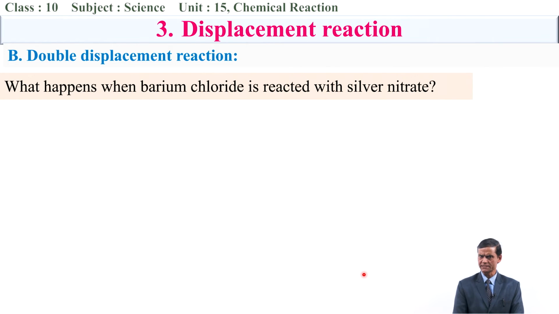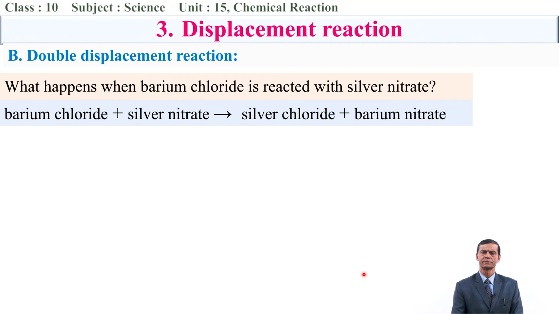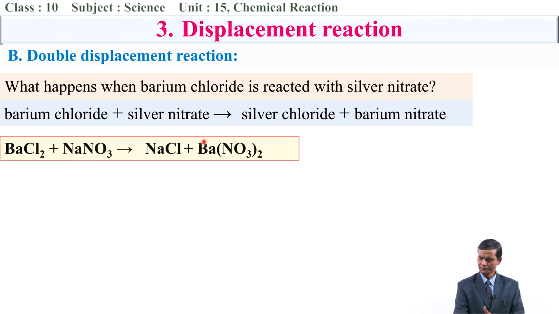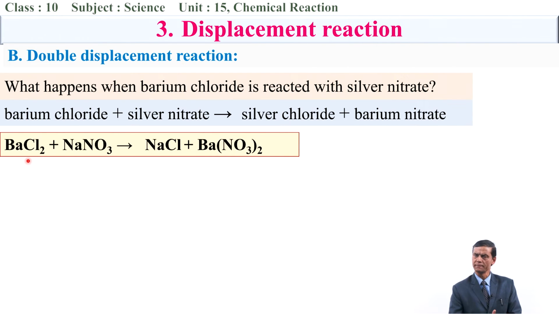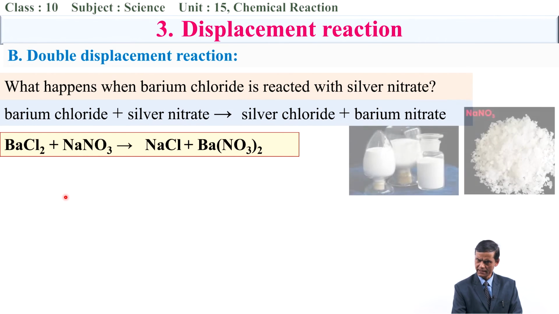Yes, in the double displacement reaction, what happens when barium chloride is reacted with silver nitrate? Let's discuss another reaction, barium chloride and silver nitrate. Dear students, barium chloride and silver nitrate are the reactants and the products are silver chloride and barium nitrate. This reaction involves a double displacement reaction. How? Look here. BaCl2, barium chloride, plus AgNO3, silver nitrate, gives AgCl plus Ba(NO3)2. And here is also an ion exchange process.